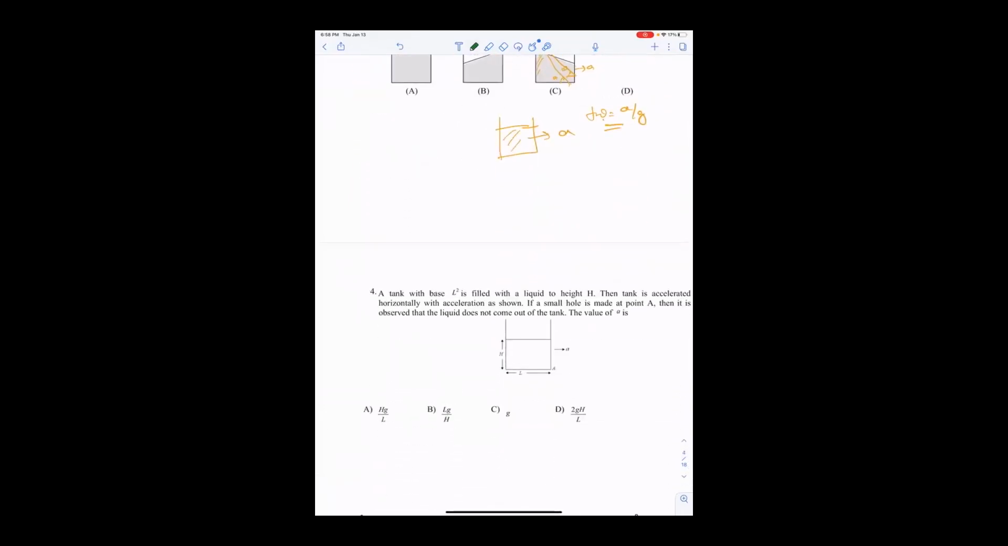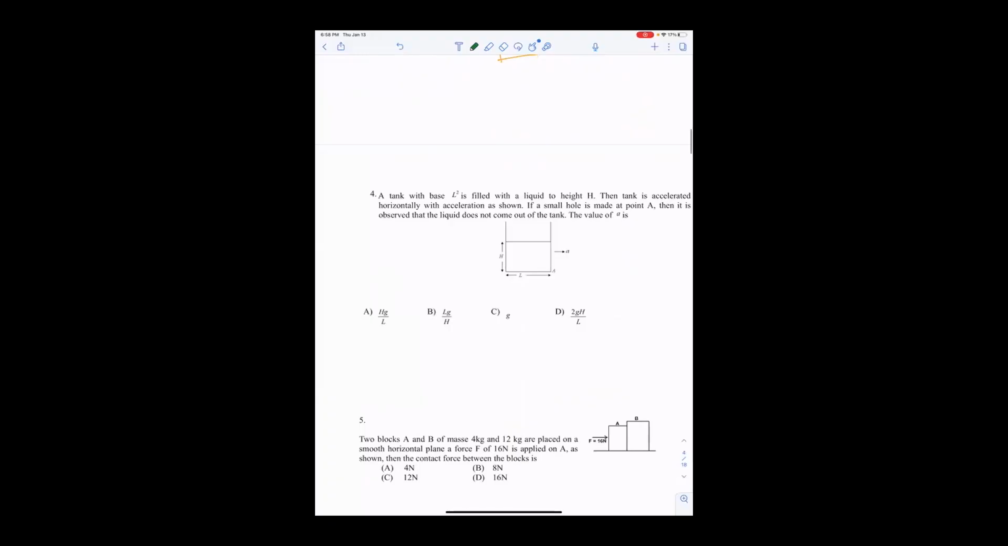So using the same concept, there's a question, an application of that. A tank with base length capital L is filled with a liquid to height capital H. Then the tank is accelerated horizontally, same question with acceleration A as shown. A small hole is made at A. There is a hole at A. Then it is observed that liquid does not come out of the tank. Then what is the value of A?